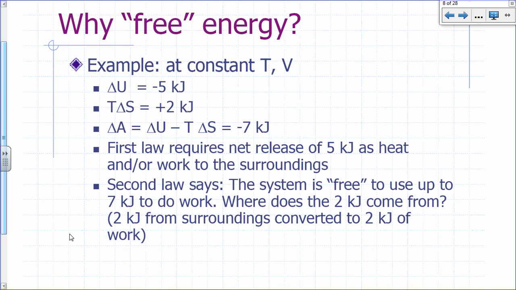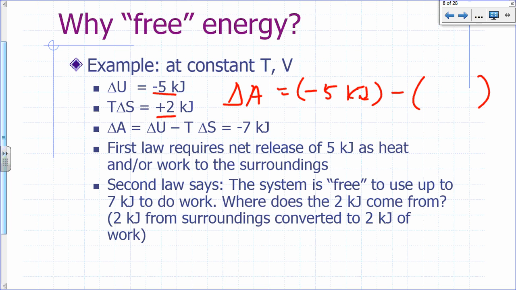Here's another example. Let's say, again, delta U is negative 5, but this time let's say delta S is positive. T delta S is positive 2 kilojoules. So what's our delta U here? Negative 5 kilojoules. So delta A is delta U minus T delta S. What's our T delta S? Positive 2 kilojoules. That's a total of negative 7 kilojoules.